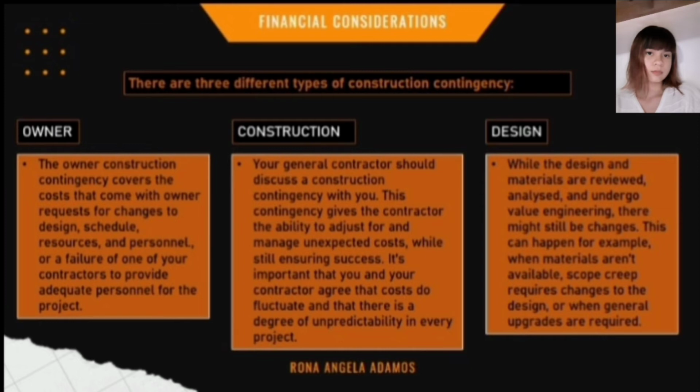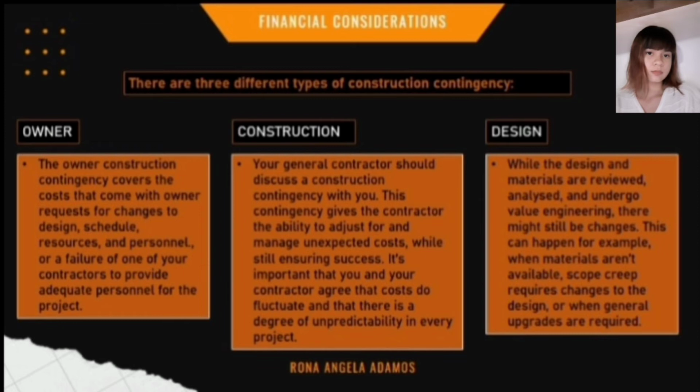Second is construction. Your general contractor should discuss a construction contingency with you. This contingency gives the contractor the ability to adjust for and manage unexpected costs while still ensuring success. So it is important that you and your contractor agree that costs do fluctuate and that there is a degree of unpredictability in every project.